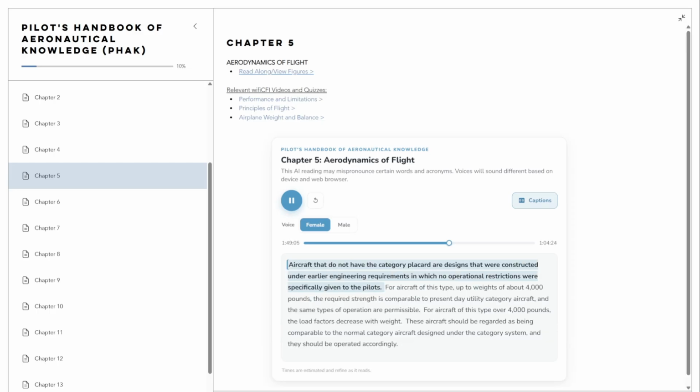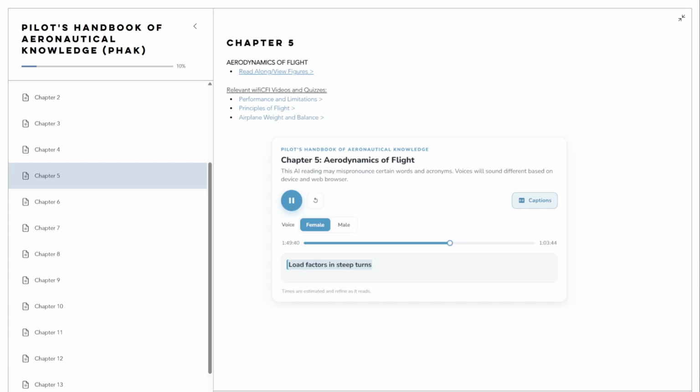Aircraft that do not have the category placard are designs that were constructed under earlier engineering requirements in which no operational restrictions were specifically given to the pilots. For aircraft of this type, up to weights of about 4,000 pounds, the required strength is comparable to present-day utility category aircraft, and the same types of operation are permissible. For aircraft of this type over 4,000 pounds, the load factors decrease with weight. These aircraft should be regarded as being comparable to the normal category aircraft designed under the category system, and they should be operated accordingly. Load factors in steep turns.